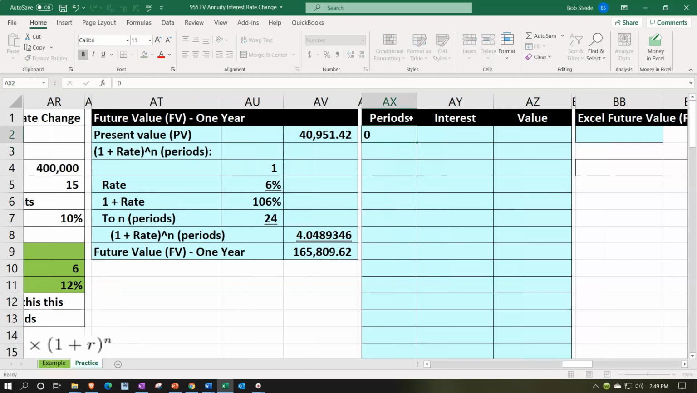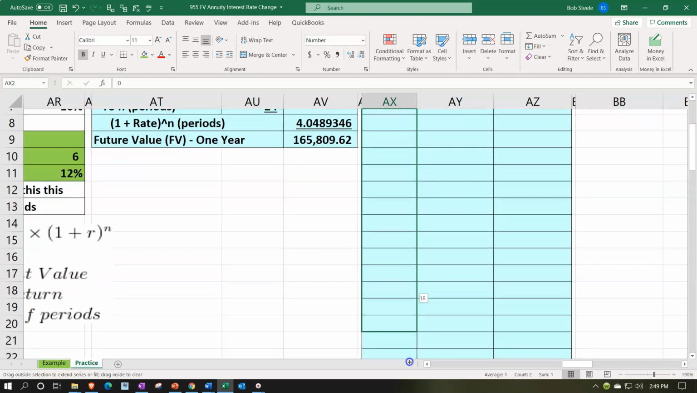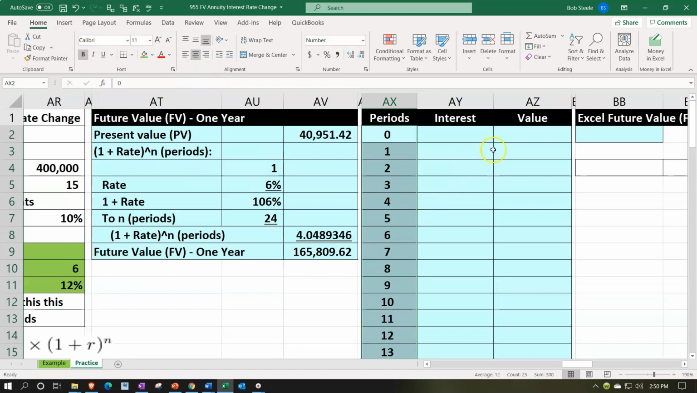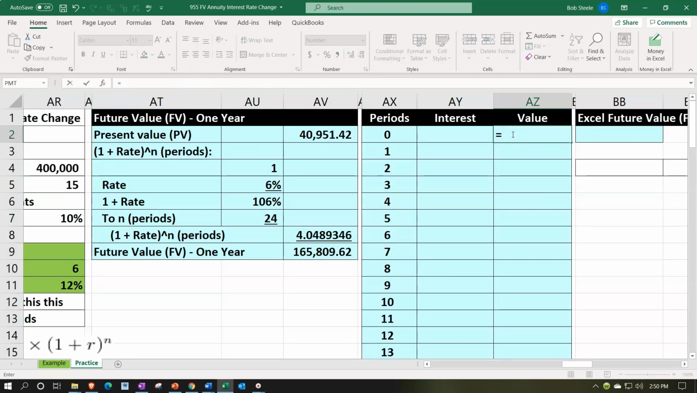This time I'm going to start at 0 and then 1, and then I'm going to go down 24 periods, and then we'll go home tab alignment, center that. The starting point is going to be the amount that we have in place, 40,951.42. And then we're going to calculate the interest, and we'll just have this grow for the remaining 24 periods at the 12% per period, but that's an annual rate, and these are semi-annual, so it's going to be 6% per period, 12% per year.